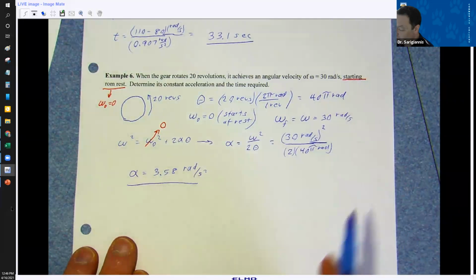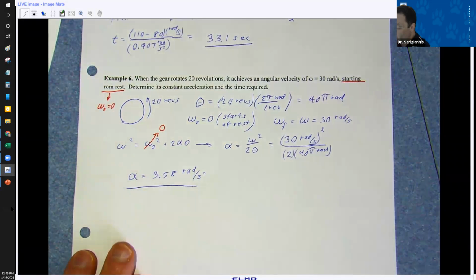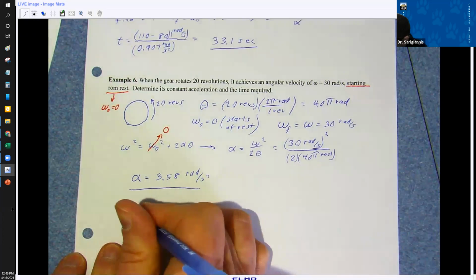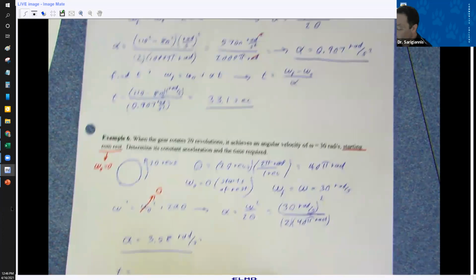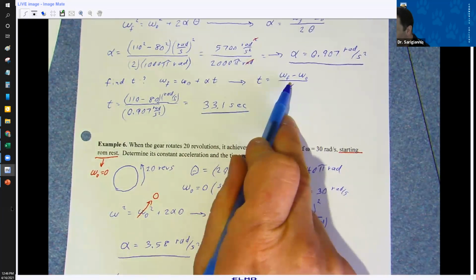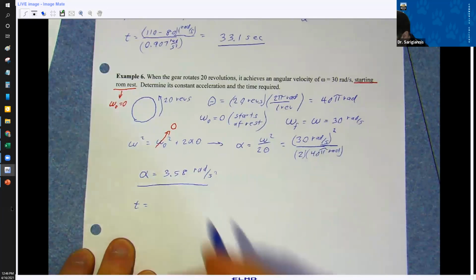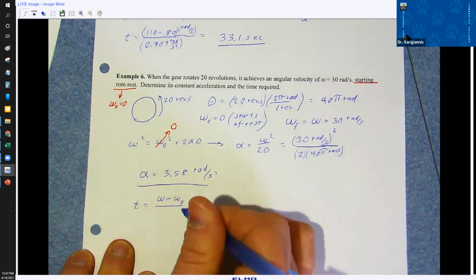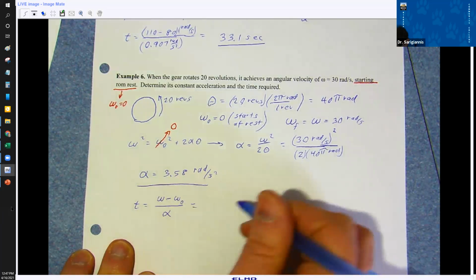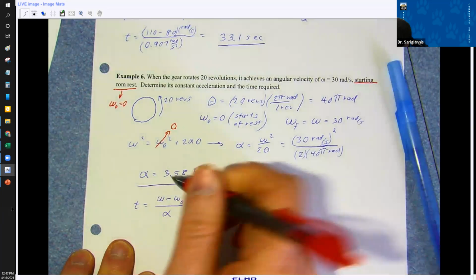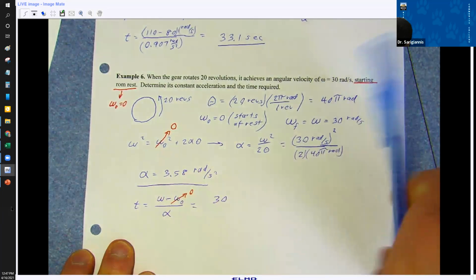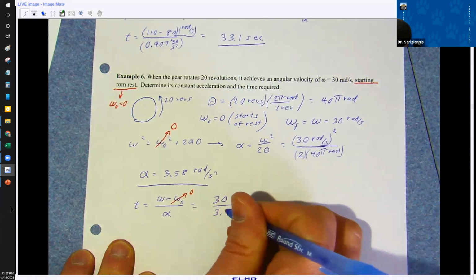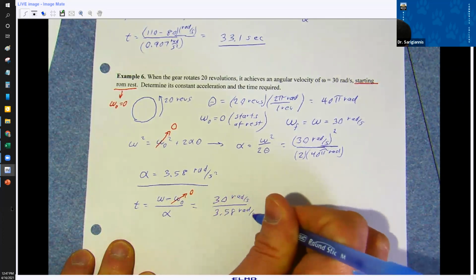So notice this is a slightly easier problem because you only have to worry about one of the angular velocities, right? And then the time required. Well, the same thing, right? Time is going to be equal to, and you can see where this equation comes from, final minus initial divided by acceleration, right? I'll leave the notation that the text uses. This is going to be, again, 30, this is 0. 30 radians per second divided by the acceleration of 3.58 radians per second squared.